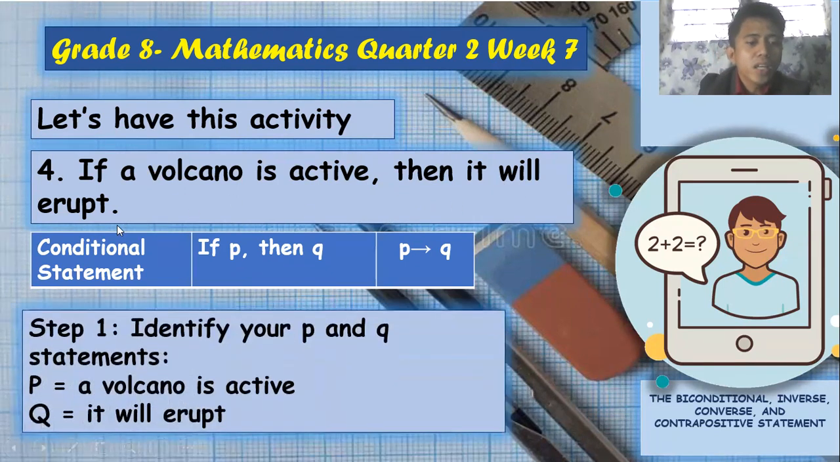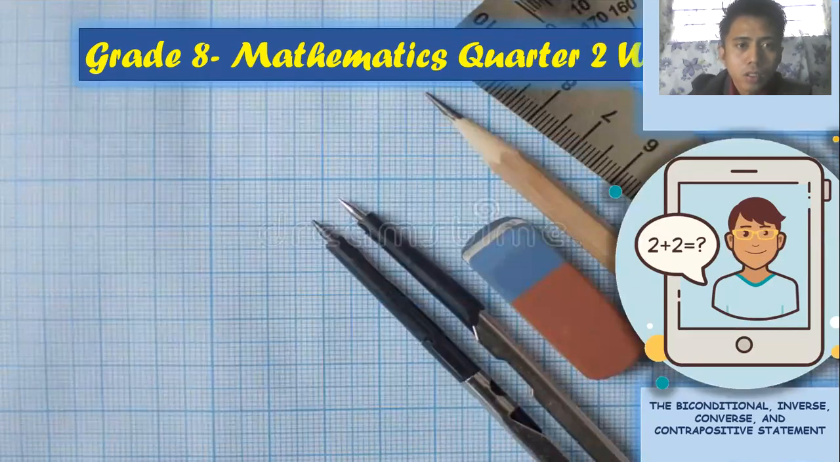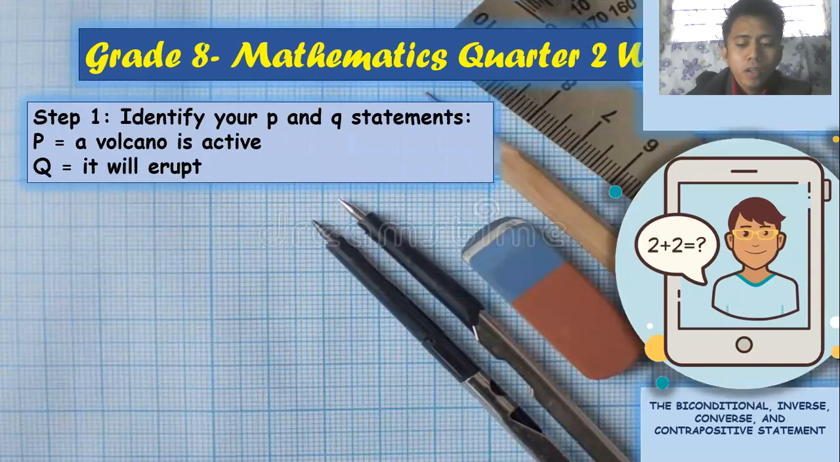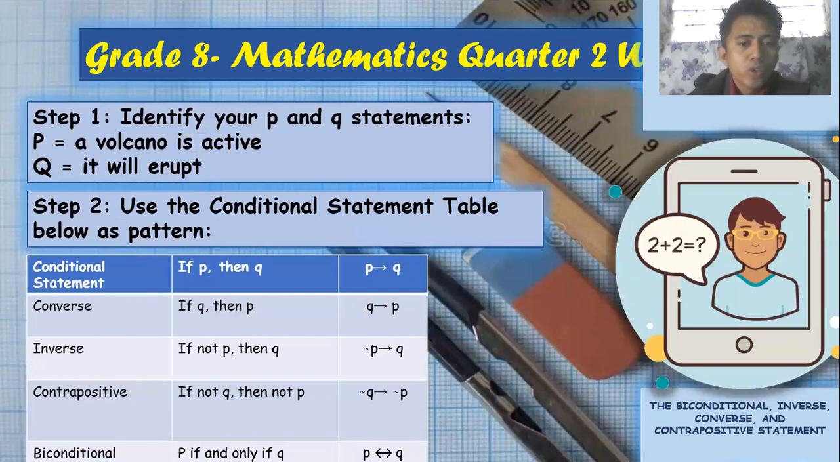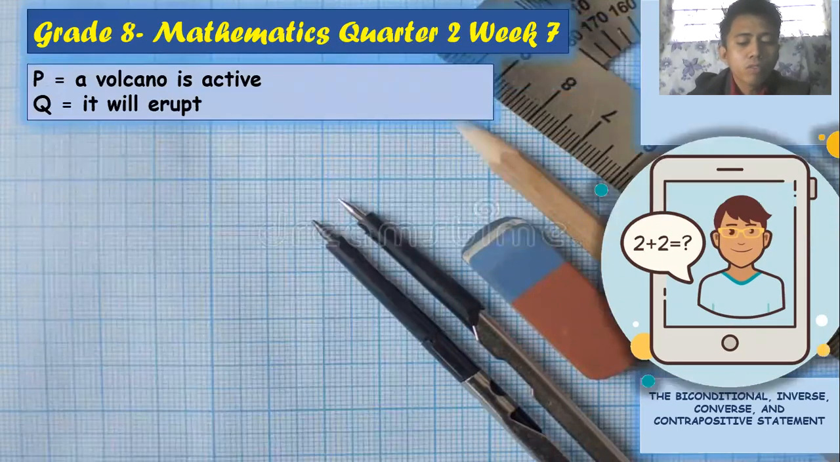So by identifying our P and Q, we conclude that our P is a volcano is active, and our Q is it will erupt. That will be our Q. Let's proceed with step 2 by using the conditional statement table as a pattern guide. So let's discuss one by one.